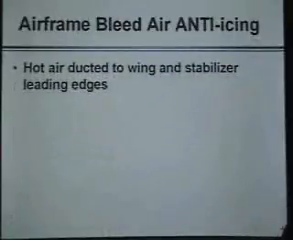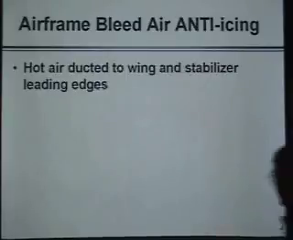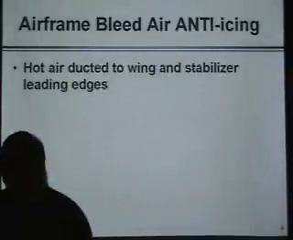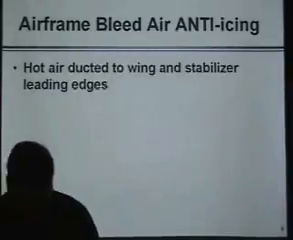This is, of course, my favorite, the airframe bleed air anti-icing system. It takes bleed air off of the engine, off of a turbine engine. That's off of the compressor. It's pressurized and it's hot. And you route it, like I said, to the leading edges of the wings and the vertical and horizontal stabilizers, and you keep them nice and hot.